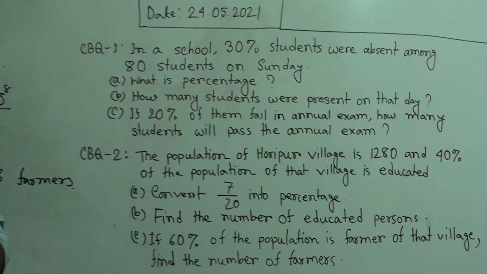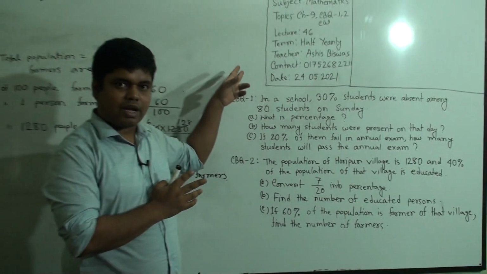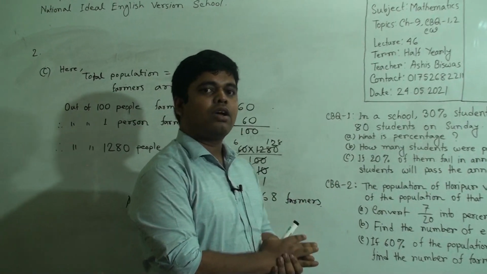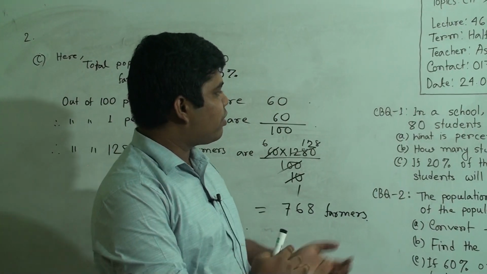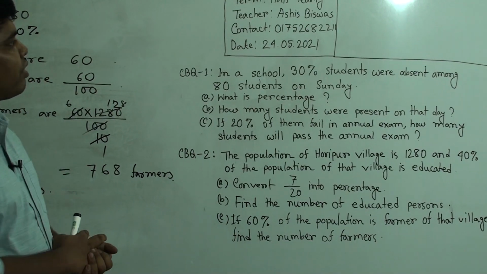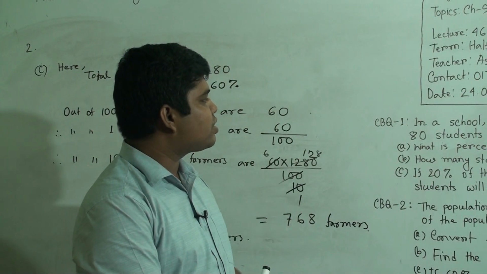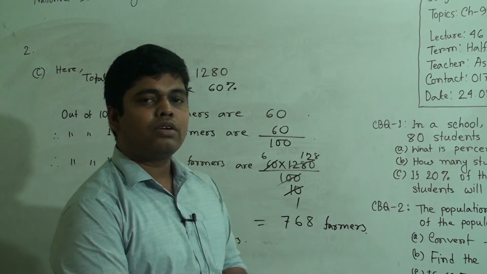My dear students, I repeat, this CBQ number 1 and this CBQ number 2 from chapter 9 are solved in our class, and this is your short suggestion of this chapter. You can solve only these two problems, then you can answer from this chapter easily. You must learn these two CBQs very carefully.